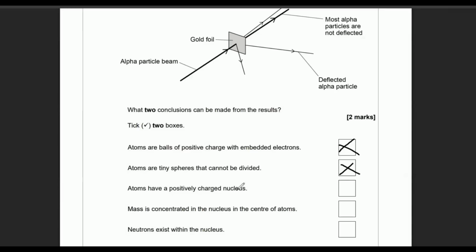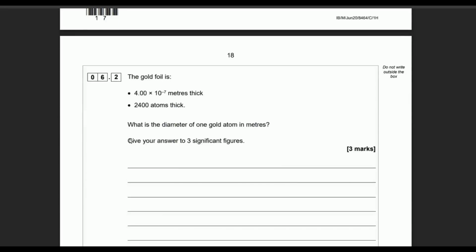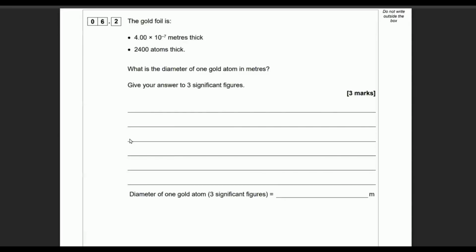Atoms have a positively charged nucleus. Maybe, because these things are deflecting, so they're hitting something small and hard, and probably positive because they're bouncing off, and they're positive, and positive repel. Mass is concentrated in the nucleus, the center of atoms. Neutrons exist within it. Well, we can't tell that, so it's going to be these two. You can't tell that there's neutrons in there. There's nothing here that tells us that. Okay. I actually think this paper is quite hard, which is why you've got to do all the papers before your exam.